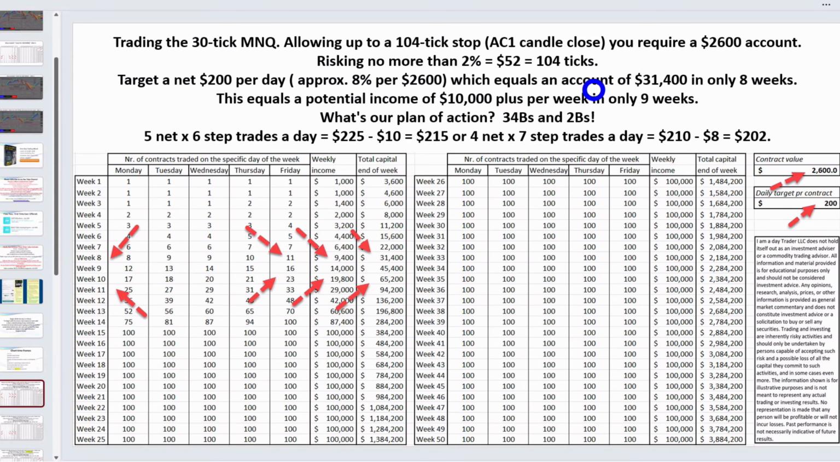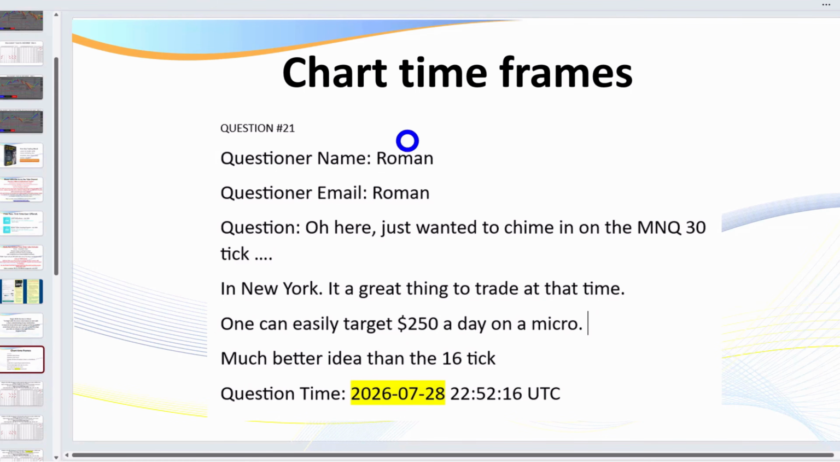Now of course this will vary on the market that we're trading and the time frame, and the reason I'm bringing this up is one of my long-term members, Roman, I think he's probably been a member since about 2016 or 2018. Last week we were talking about trading the micro MNQ 30 tick, and as he says here, you can easily target 250 a day on a micro.